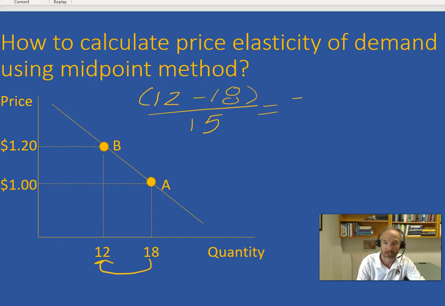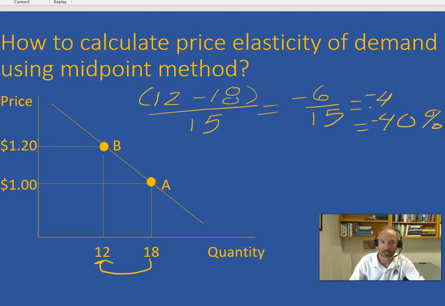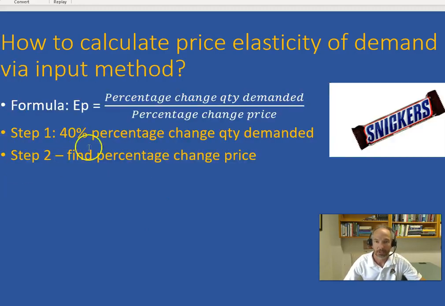So doing this calculation, we have a reduction of 6 units and dividing by our average number of units, or 15. That calculation will get you negative 0.4, also known as a 40% reduction. So we have a reduction of 40%. That is our quantity. So we've gotten the upstairs calculated.